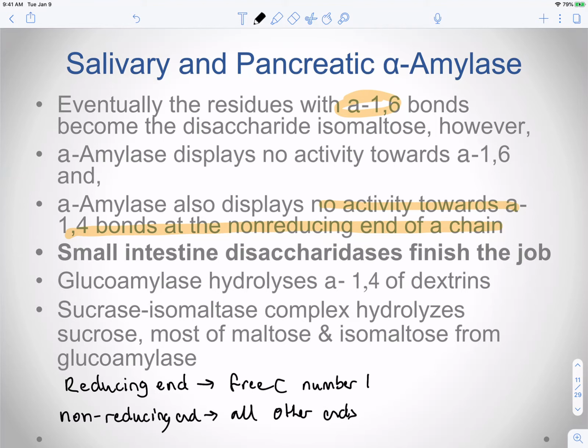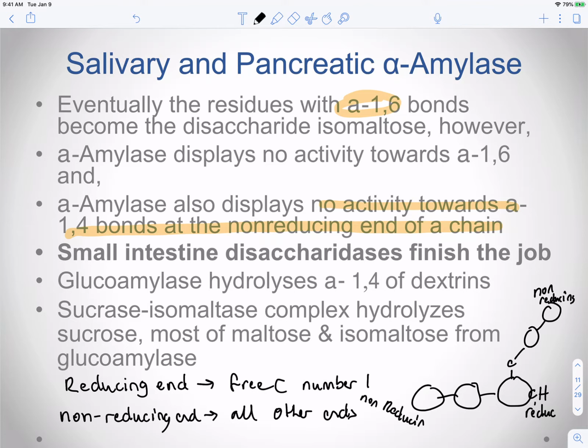So for example, I'm not going to draw the whole structure, but here's glucose, here's carbon 1, and that's the end, and so this other carbon over here would be a non-reducing end. And then if there was a branch up here, this would be a non-reducing end. And this one is the reducing end. Okay, everything else is non-reducing.